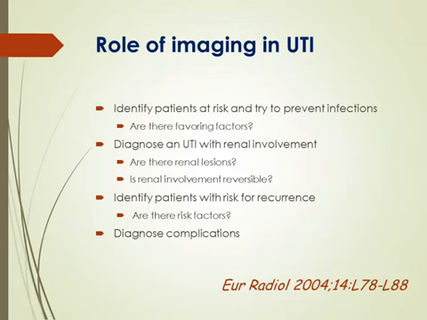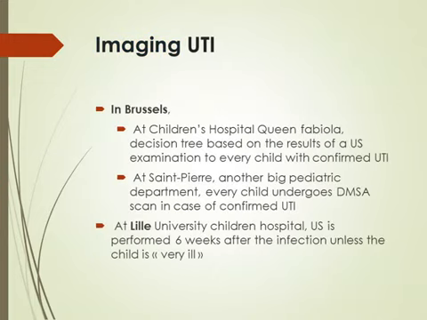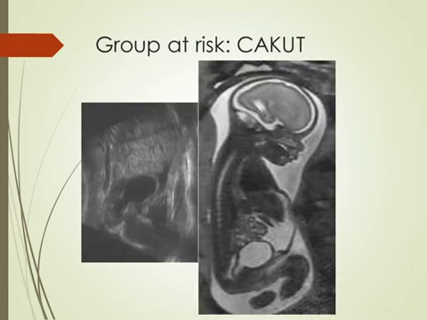What is the role of imaging? It is to identify patients at risk in order to try to prevent infection, to diagnose urinary tract infection with renal involvement, to identify patients at risk for recurrence, and to diagnose complications. There is no consensus and there is no ideal workup, and as you can see on this slide, in Brussels at Children's Hospital, ultrasound determines the rest of the workup, whereas in another hospital in Brussels, every child undergoes a DMSA scan in case of confirmed urinary tract infection. And in Lille, in France, ultrasound is performed, but only 6 weeks after the infection, unless the child is very ill.